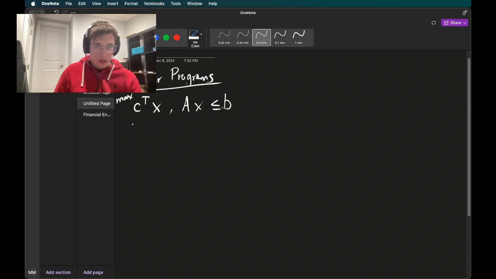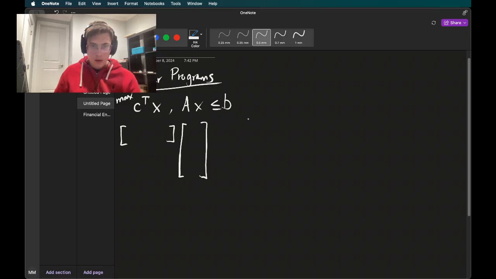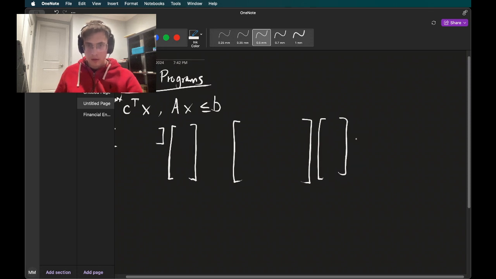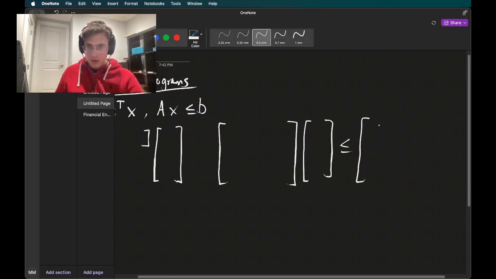So c^T is transposed, so it looks like this. It's a matrix like this, so let's say n by 1 or whatever. And then this is x. It is a column vector. And then we have A over here. A is a big matrix, not necessarily square, multiplied by x. And this is supposed to be element-wise less than or equal to b, which is another vector here.